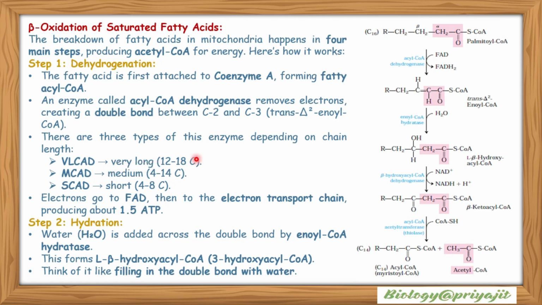There are 3 types of this enzyme depending on chain length: very long chain acyl-CoA dehydrogenase (VLCAD), MCAD, medium chain acyl-CoA dehydrogenase, and short chain acyl-CoA dehydrogenase. So electrons go to FAD, then go to the electron transport chain, producing about 1.5 ATP.